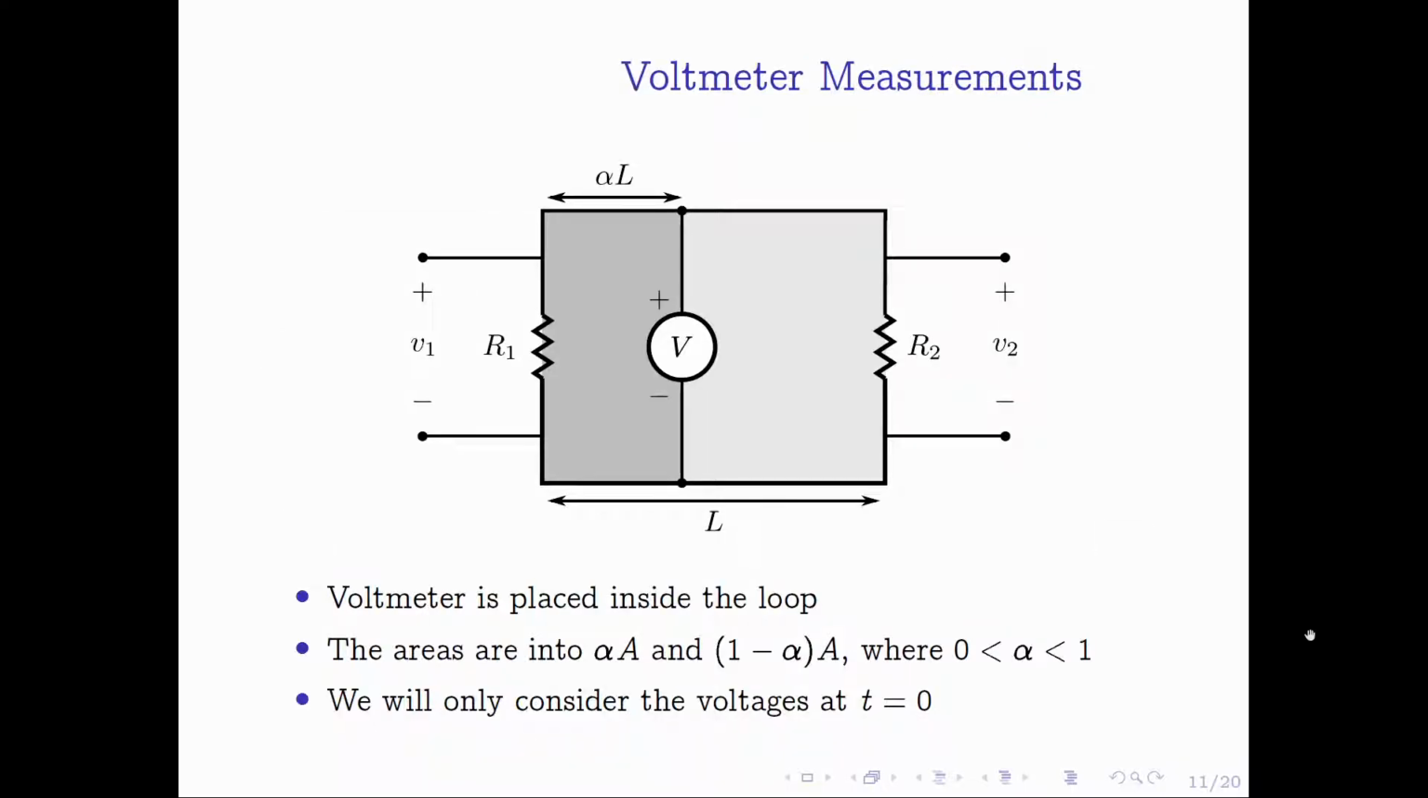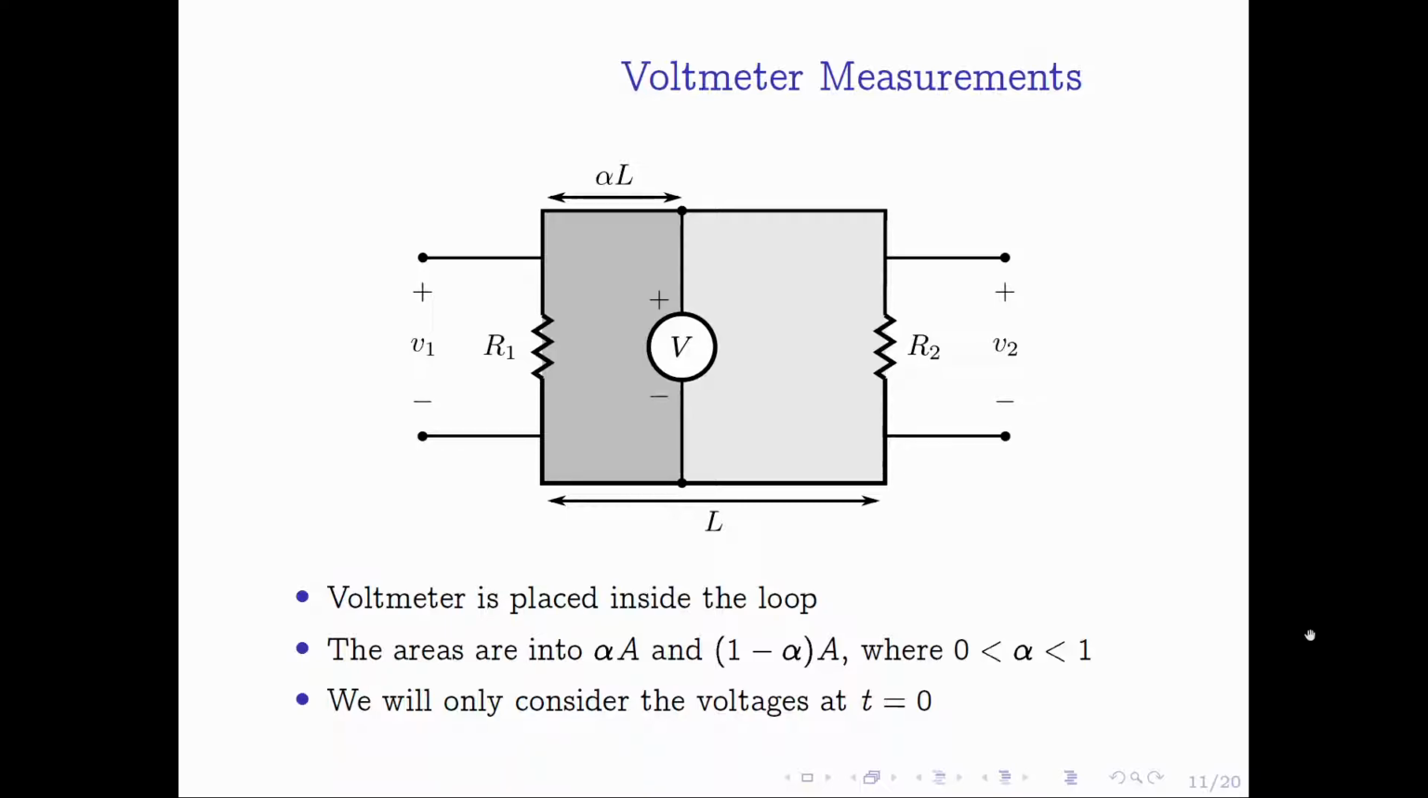The next step is to consider the voltmeter measurements. For this case, I decided to place the voltmeter inside the loop and see the effect. This choice makes the analysis a little bit easier and more intuitive. We will apply the same procedure if we put the voltmeter outside the loop.